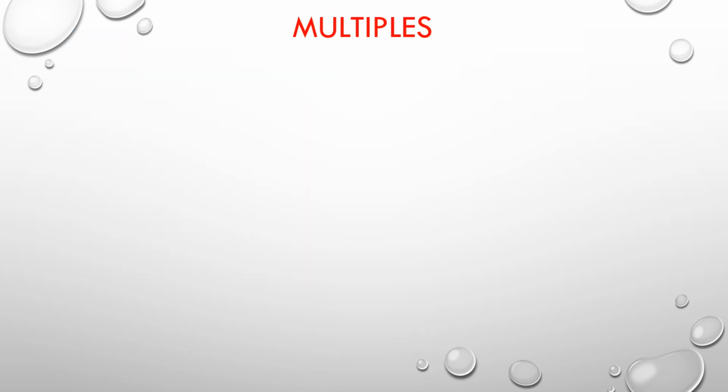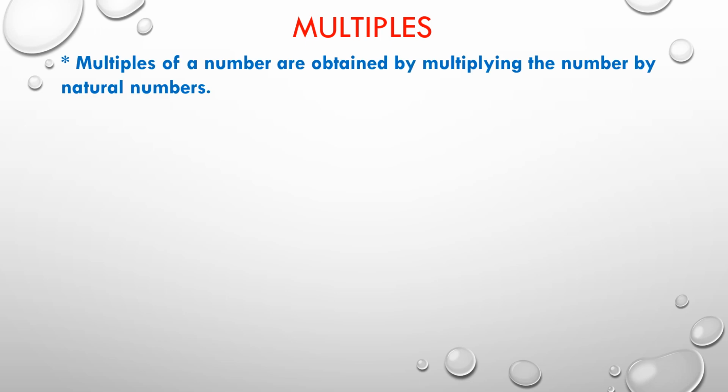So from the story of the mouse and the cat, we learn about multiples. What are multiples? Multiples of a number are obtained by multiplying the number by natural numbers. So what are natural numbers? We have learned about this in the previous class also. Natural numbers are those which start from 1: 1, 2, 3, 4, 5, 6 and so on.